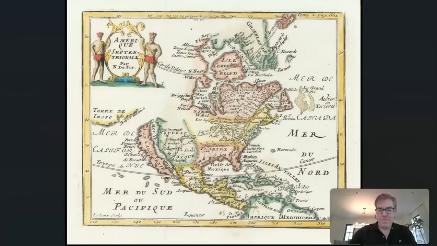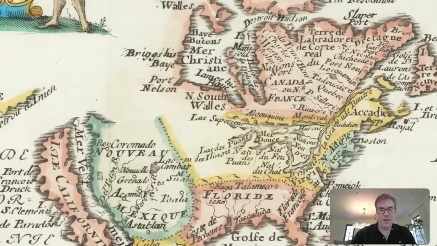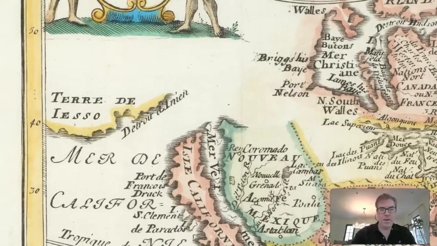Here's another map. And there are so many of these, and they all show the same thing. The land of Jesus, the Strait of Anian. California is an island. Between California and the United States proper, you see the Red Sea, which is very interesting also.